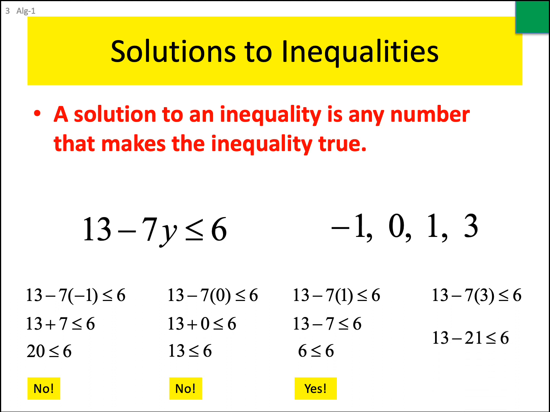-7 times 3 is -21. 13 minus 21 is -8. And -8 is clearly smaller than +6. So that's a yes. So the answers were no, no, yes, yes. Make sense? Okay, so it looks like we're starting off pretty easy.